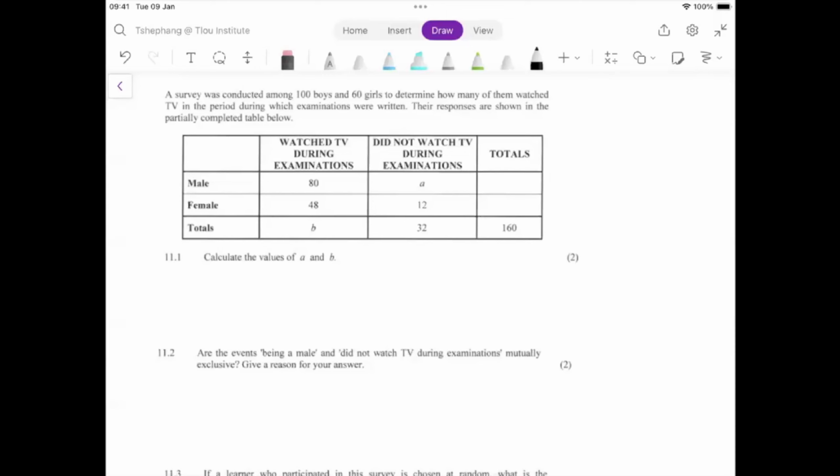Calculate the values of A and B. This is what you need to expect in your exam if they ever ask you a contingency table. Now, we need to remember something, that these are the totals, right? Since those are the totals, I can simply say that A plus 12 must give me how much? It must give me 32.